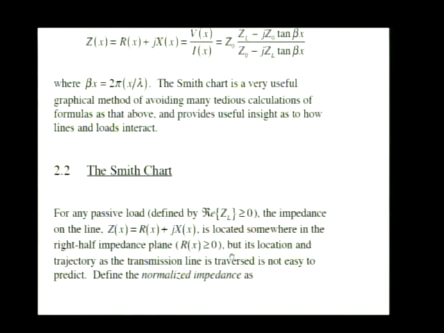Now, what happens if you change the value of Z sub L? Where in the right half impedance plane is Z going to be located? What happens if you change location on the line, X? Where is Z going to be located? What happens if you change the frequency? Where is the impedance Z going to be located? Not easy to say, other than that for a passive load, the location of Z is going to be somewhere in the right half plane. That's where the Smith chart comes in.